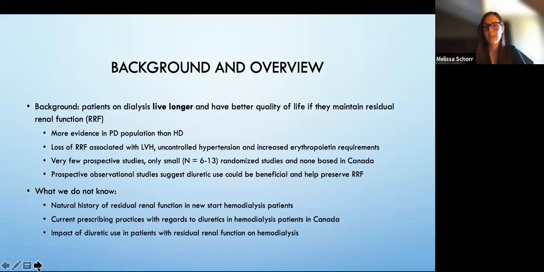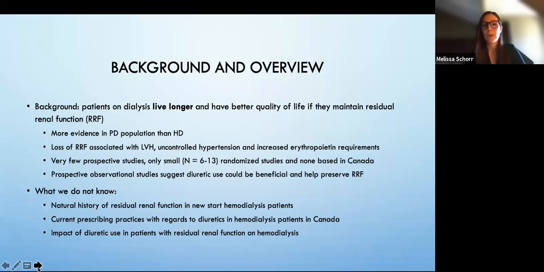As many of us know, patients on dialysis live longer and have better quality of life if they maintain residual renal function. We certainly have more evidence of this in the peritoneal dialysis population than in the hemodialysis population, and patients on PD tend to hold on to their residual renal function longer than hemodialysis patients. A paper by Louise Moyse describes a 65% decreased risk of losing your residual renal function on peritoneal dialysis compared to hemodialysis within the first year of therapy.